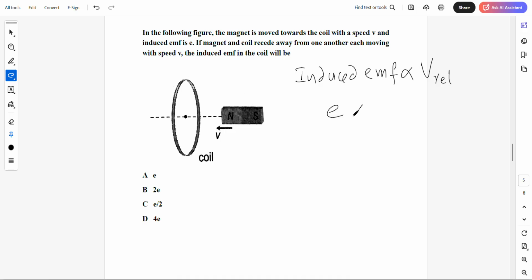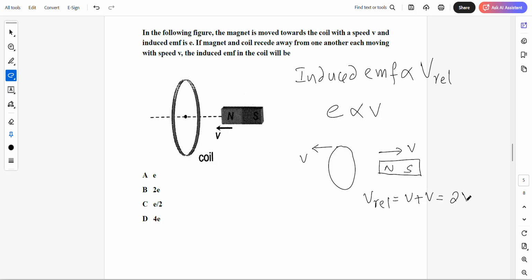Induced EMF is proportional to v. Now here, if magnet and coil recede, let us take this as a magnet. In the second case, what is happening? It is receding like this, with speed v, and the coil also moves like this with v. How to calculate v relative? You have learnt in kinematics: v plus v, that is equal to 2v. Understood?